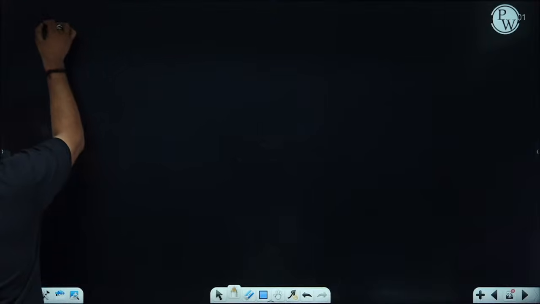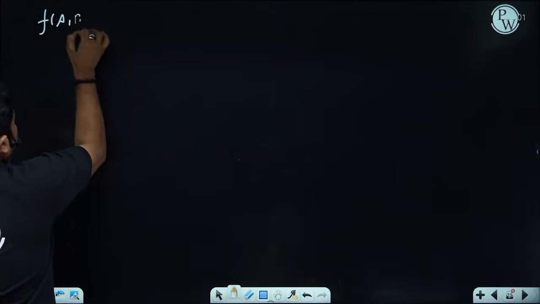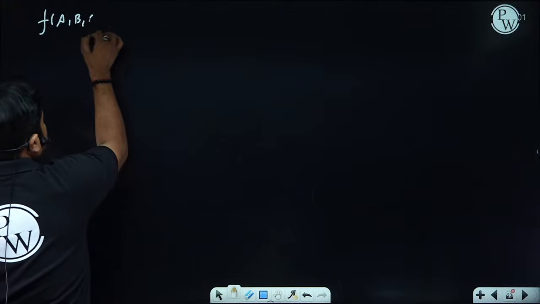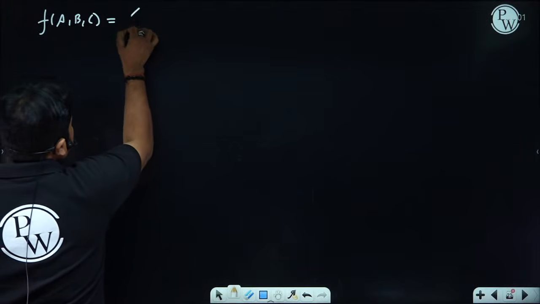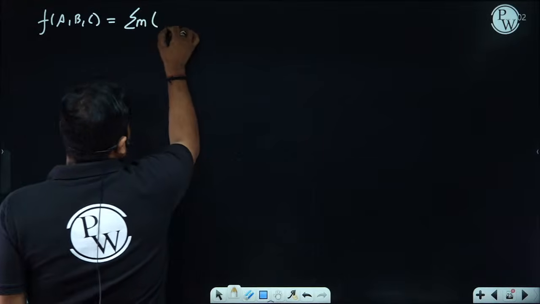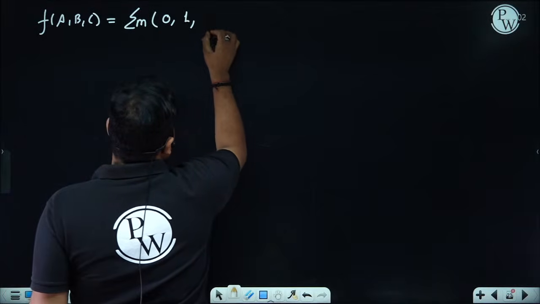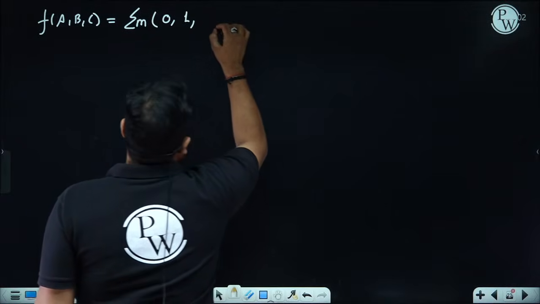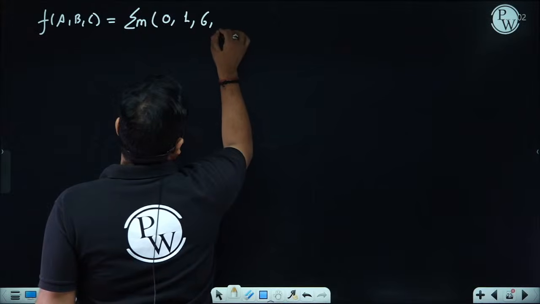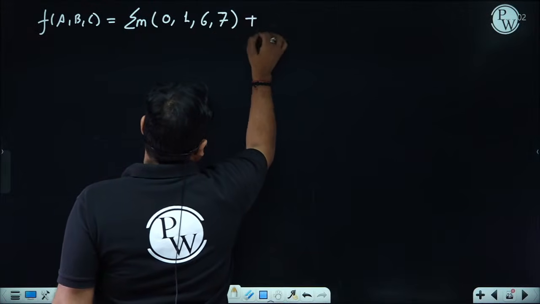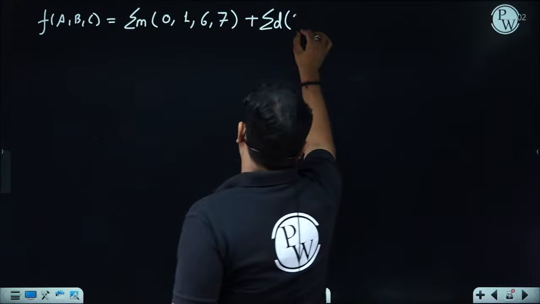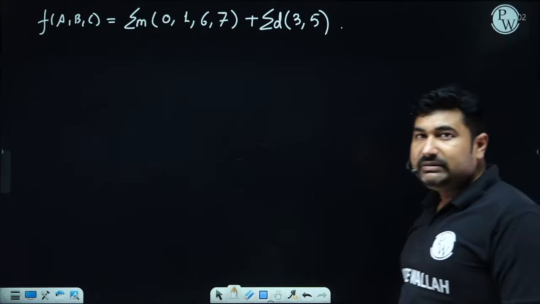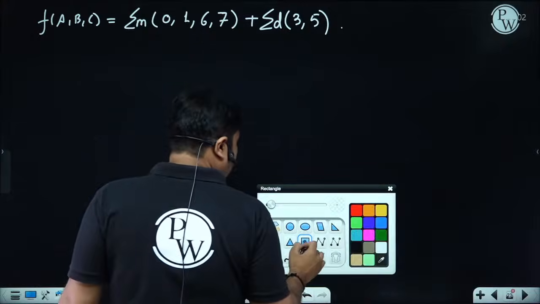Suppose we have a function of A, B, C. From all of you, I want you to comment in the comment section what must be the logic of don't cares. So we have summation of 0, 1, 6, 7 plus don't care on 3 and 5. So can you tell me what will be the logic of don't care we have to consider?